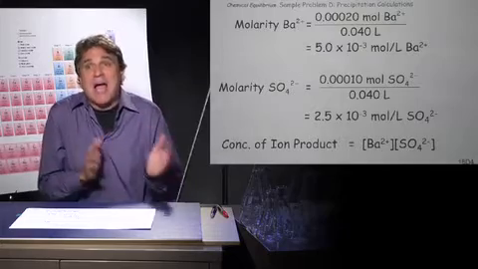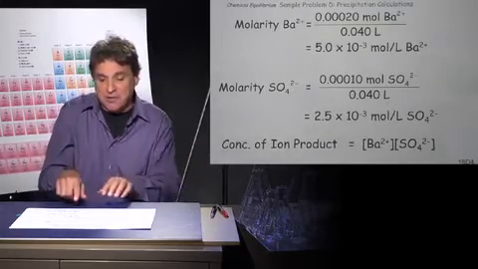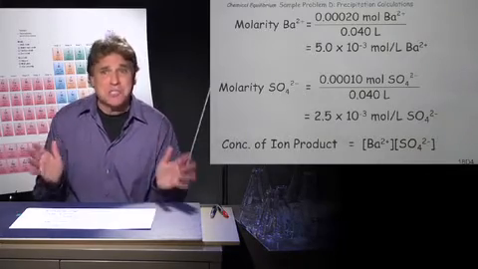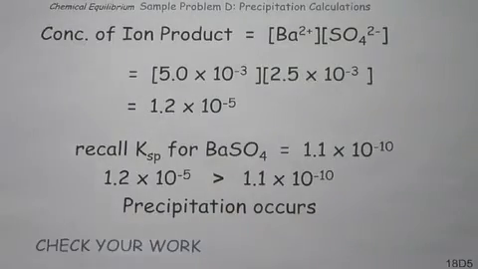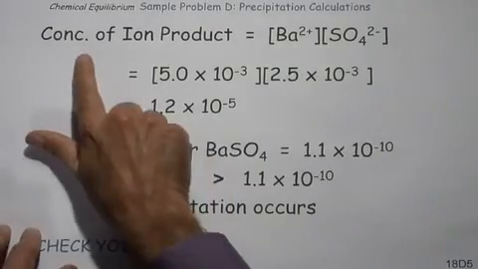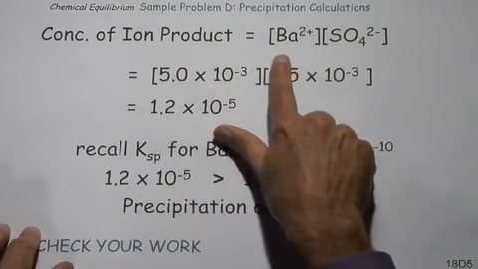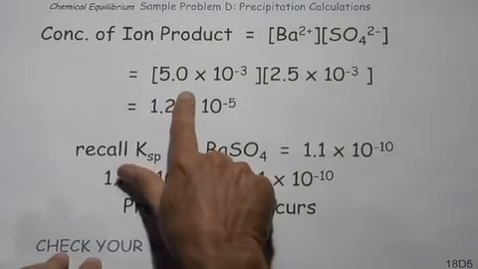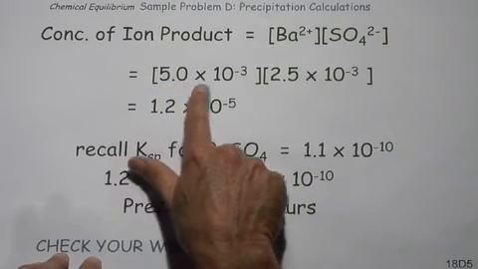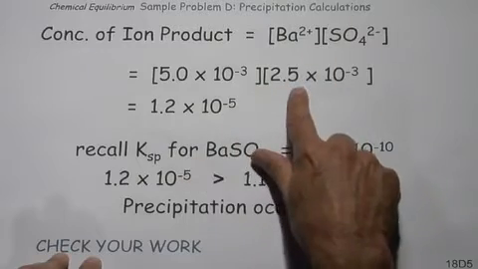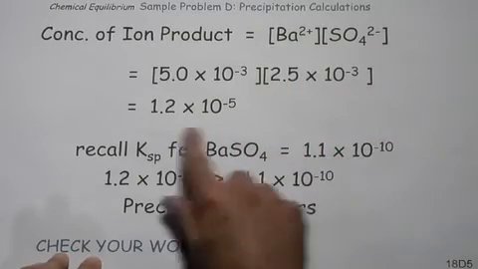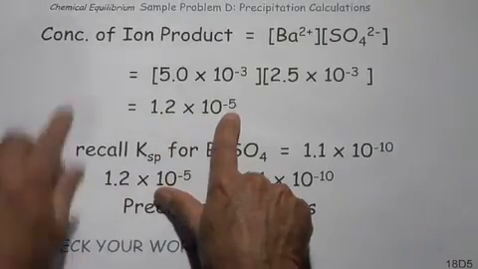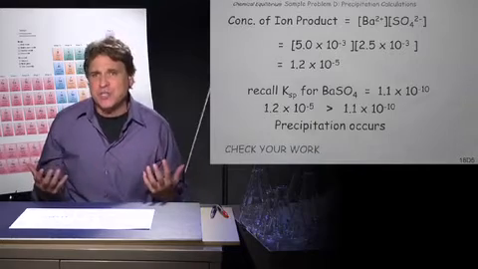Next, we've got to multiply these concentrations, one times the other. Remember, molarity was equal to concentration, so we are golden. We are right in the place that we need to be. Let's see what happens next. Okay, the ion product equals the concentration of barium times that of sulfate. We just found those values. Let's plug them in. So we're going to plug in 5.0 times 10 to the minus 3 and 2.5 times 10 to the minus 3. If we do the math, we come up with an answer of 1.2 times 10 to the minus 5th. That is our calculated concentration of ions.